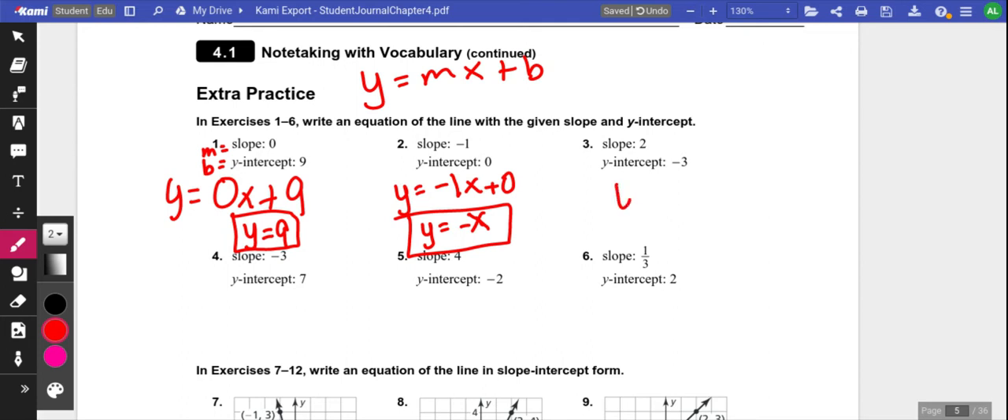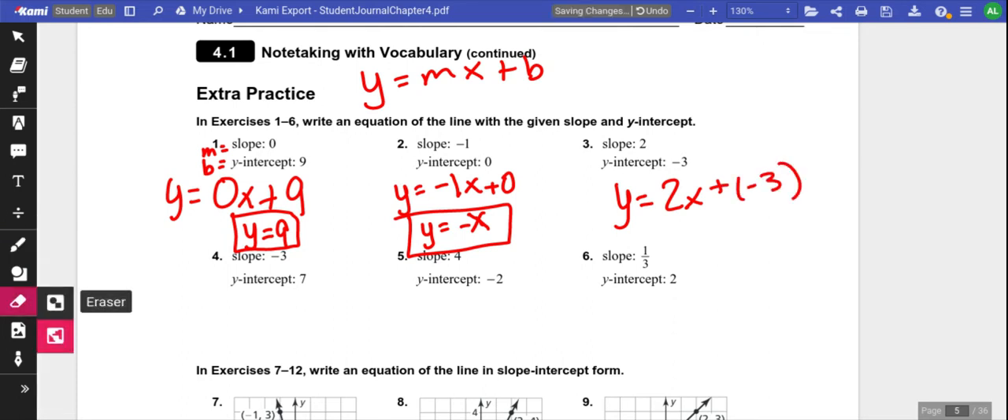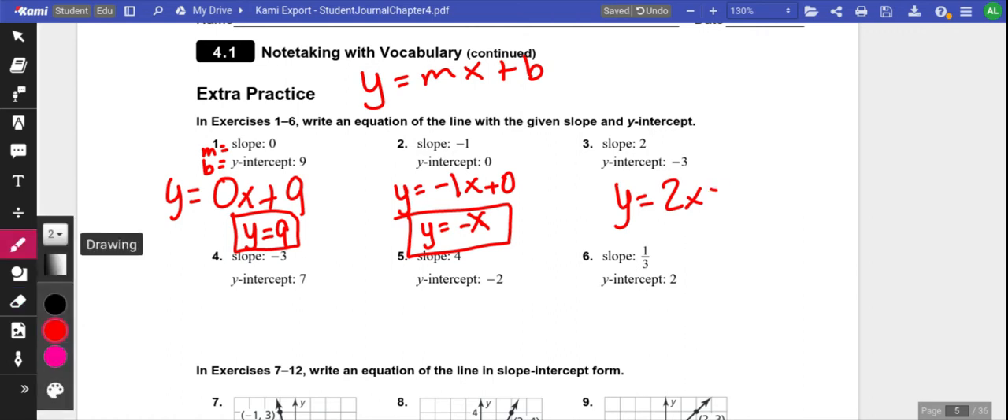Okay, as we keep going, y is equal to 2x. I would not write this out as plus negative 3. It wouldn't be wrong, but I think most people are going to find it easier to say minus 3. Okay, so just be careful with any negative signs. I'm just going to skip on ahead to number 6 here.